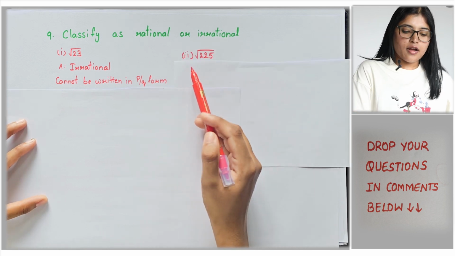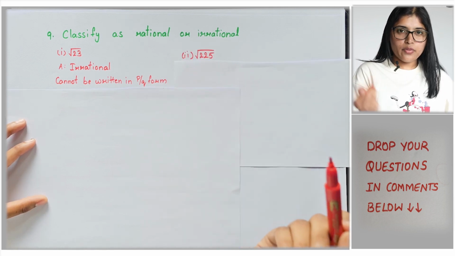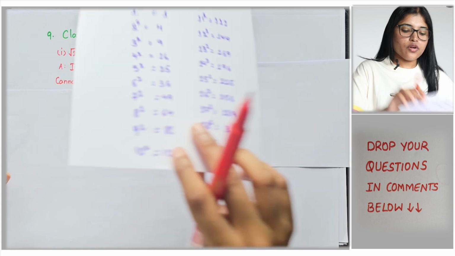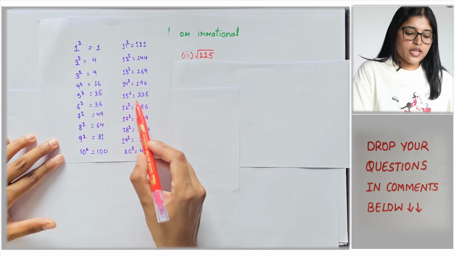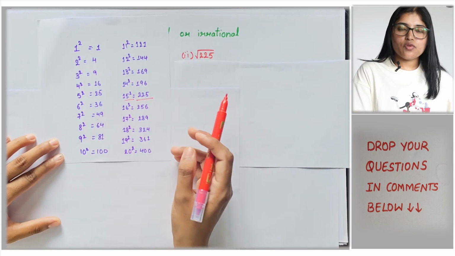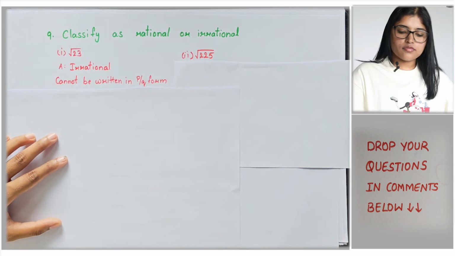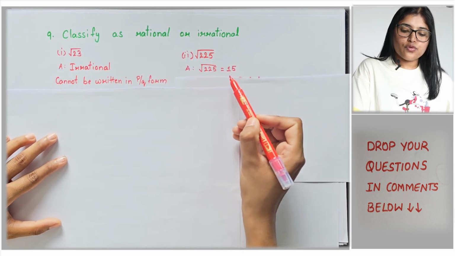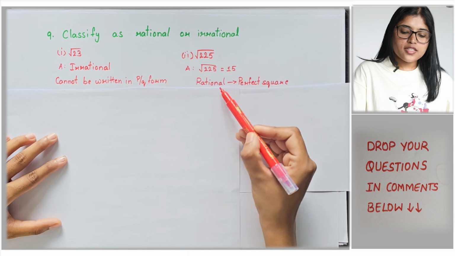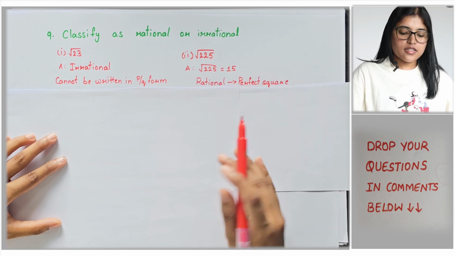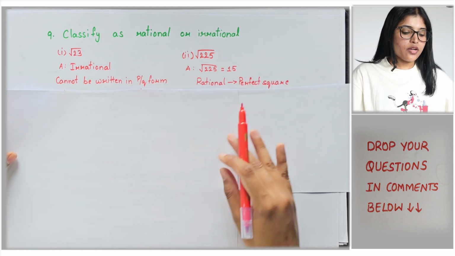Let's look at the second number. It is square root 225. Now let's take a look at our perfect squares. So we have square root of 225 over here, which is 15. So the answer for square root of 225 is 15, which shows that it is a rational number and it is a perfect square.